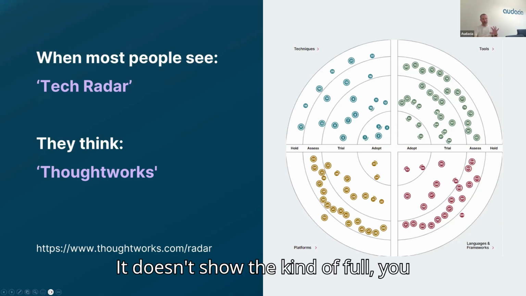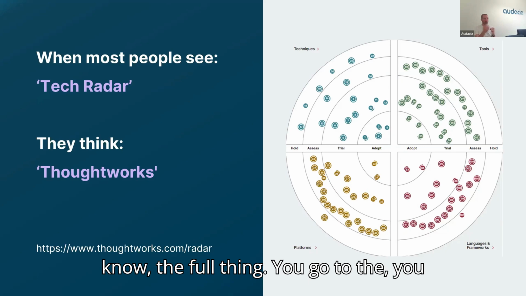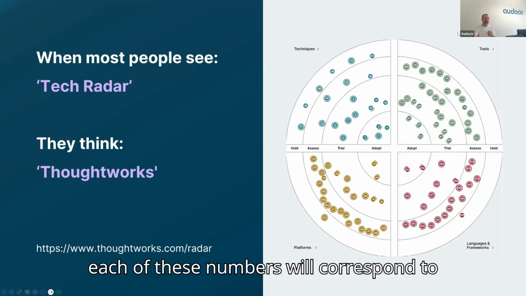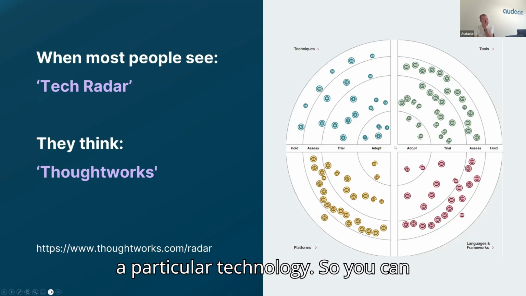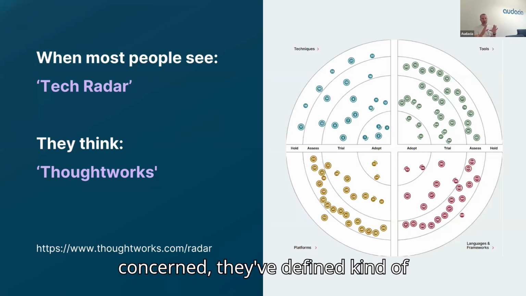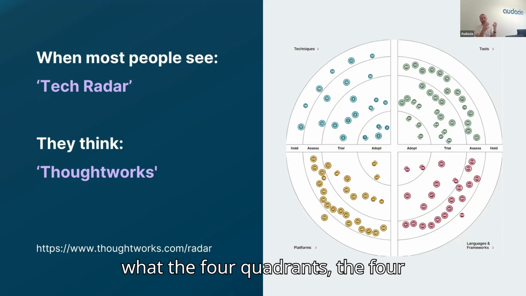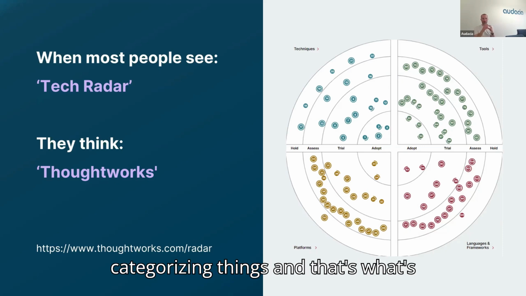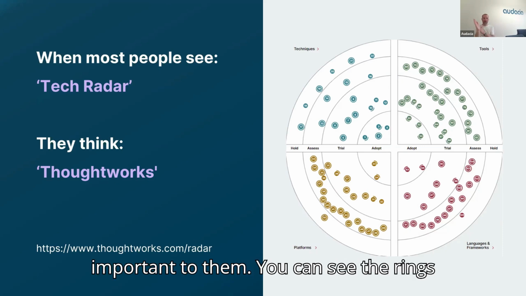It doesn't show the full thing. The link is there on the slide, you can go to the website and see it. Each of these numbers will correspond to a particular technology. As far as ThoughtWorks are concerned, they've defined the four quadrants, the four segments that are important to them: techniques, tools, languages and frameworks, and platforms. So that's how they're categorizing things, and that's what's important to them. You can see the rings that they've got.